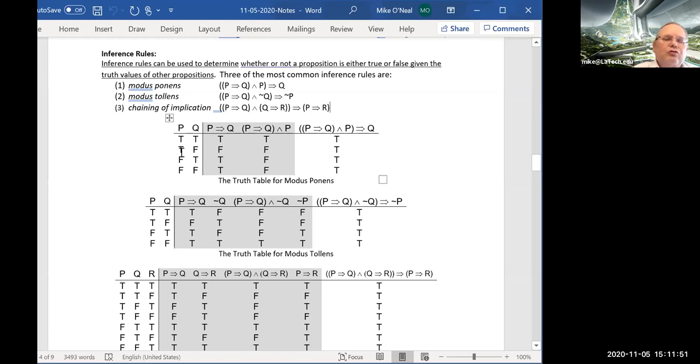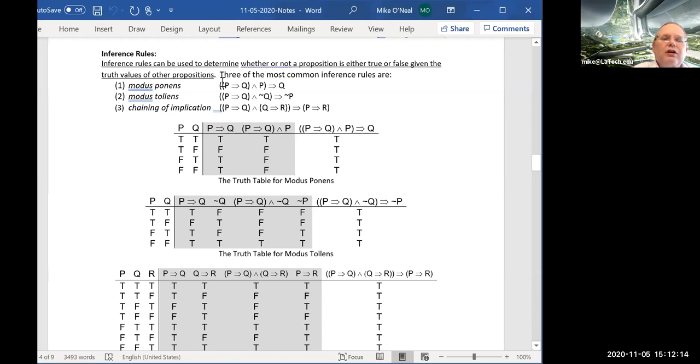True and true is true. True and false is false. False and true is false. False and true is false. And so I see that in this case, P implies Q being true and P being true is only true in this first case, where, of course, P implies Q is true and P is true.